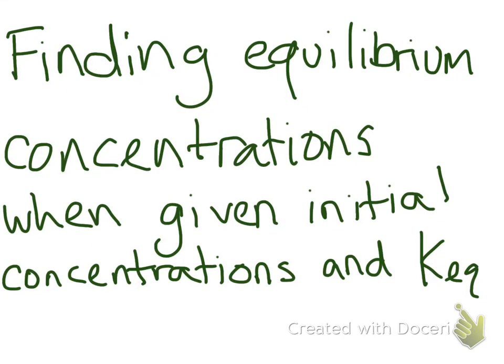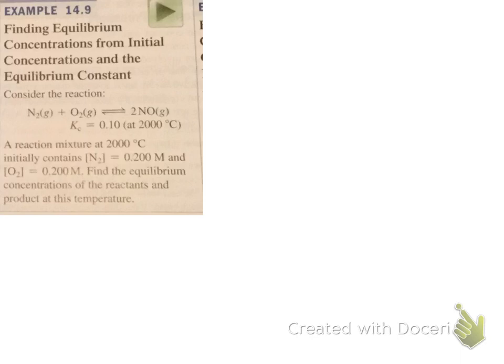How do you find the equilibrium concentration when given initial concentrations and an equilibrium constant? So we're given this problem. Consider the reaction: nitrogen plus oxygen becomes nitrogen monoxide. A reaction mixture at 2000 degrees Celsius initially contains 0.2 molar of nitrogen and 0.2 molar of oxygen. Find the equilibrium concentrations of the reactants and product at this temperature.